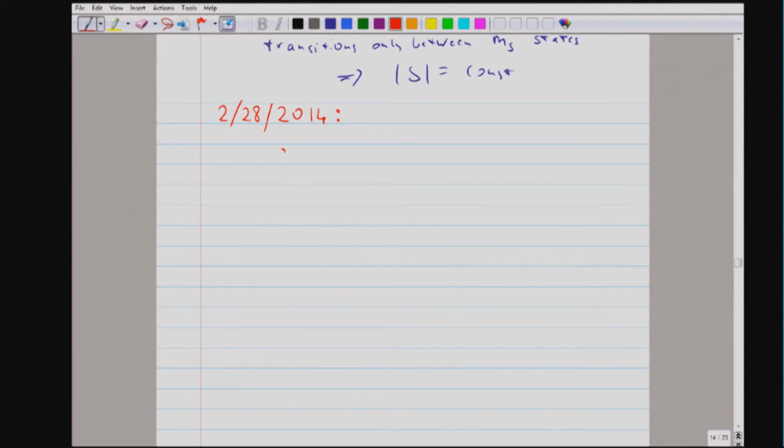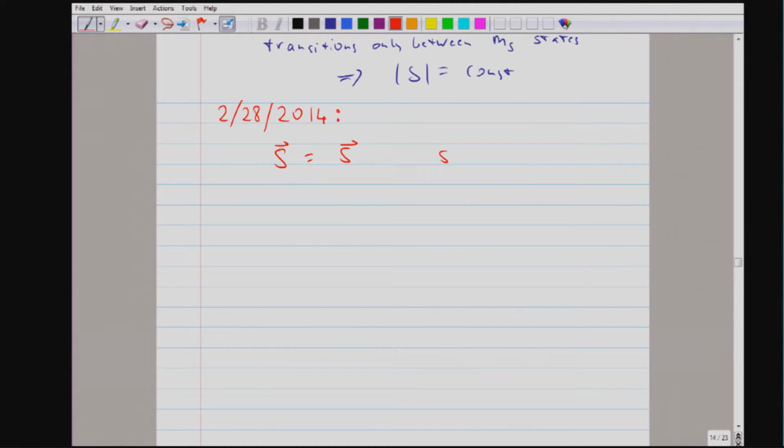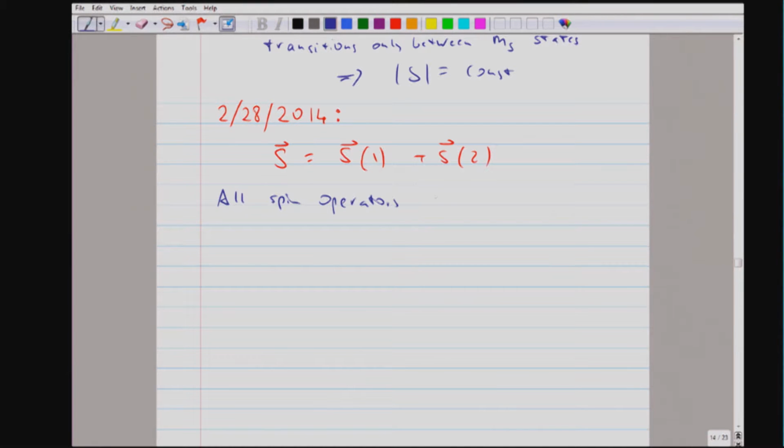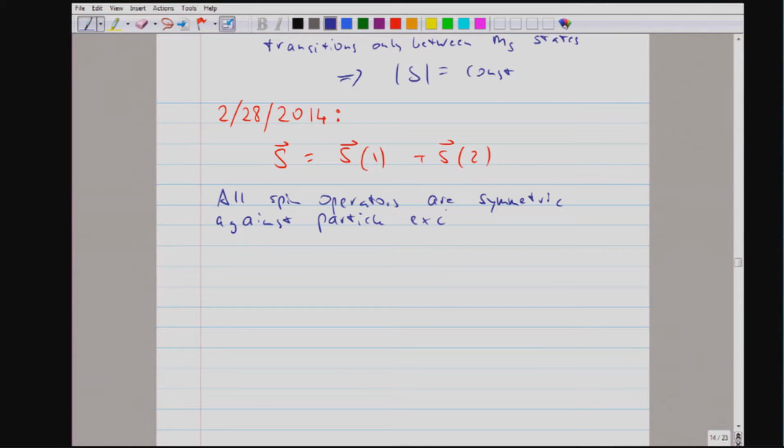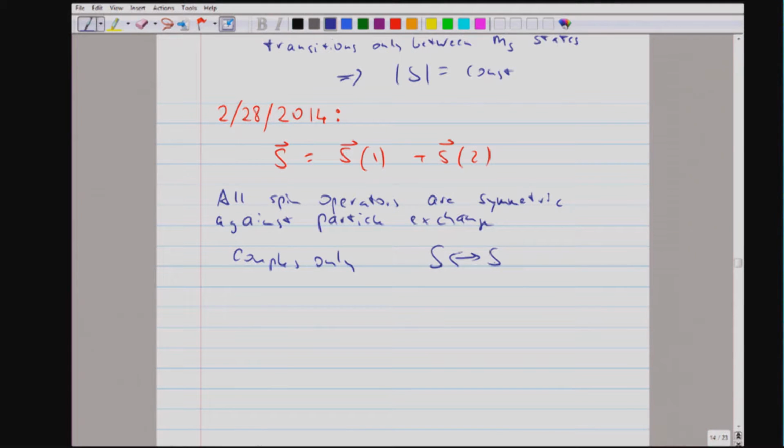So what we have is, the total spin is the sum of the spins of electron 1 and electron 2. And all spin operators, the spin operator S and its components, are symmetric against particle exchange. In other words, if you couple to the spin through a magnetic field, you couple to the two electrons symmetrically, and therefore you have the selection rule that only symmetric and antisymmetric states couple.